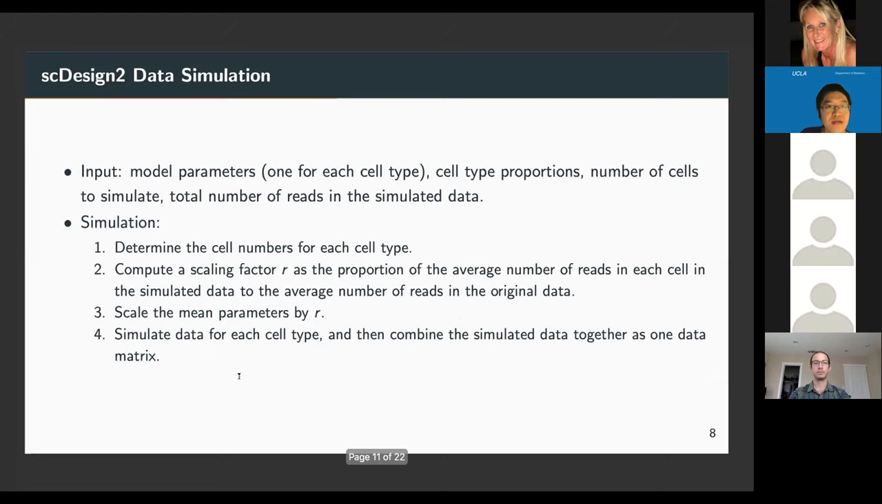Okay. And then the data simulation is pretty straightforward. You need to input the model parameters, one for each cell type, and then the cell type proportions. And then also the total number of cells to simulate, and the total number of reads in the simulated data. In the simulation, we will first determine the cell numbers for each cell type. And then we will adjust the input model parameters by calculating a scaling factor, the ratio between the new sequencing depths and the old sequencing depths, and use that to adjust the mean parameters for our model. And then we'll simulate one submatrix for each cell type, and combine the simulated submatrices together as one data matrix.